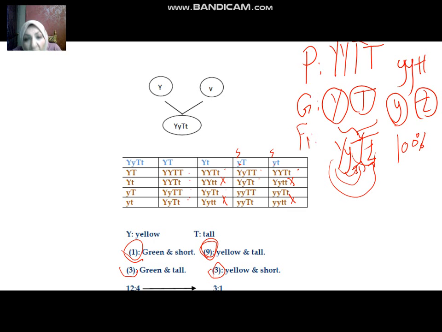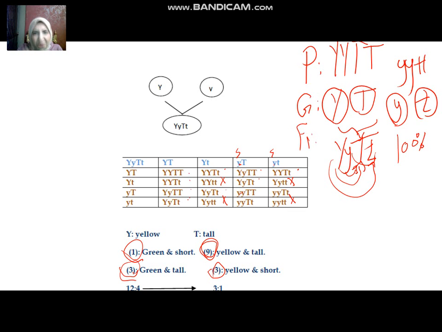What are the last 3 individuals from the 16 individuals? The last 3 individuals will carry the first recessive trait and the second dominant one, like this. The first recessive trait and the second dominant one. If we count them, we will find them 3.